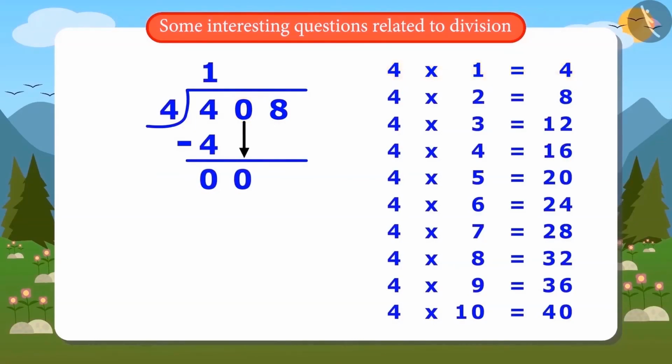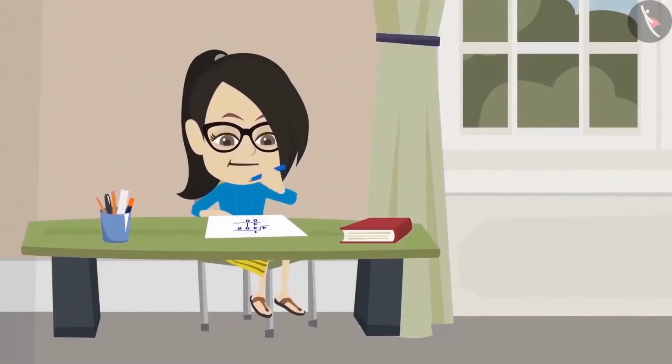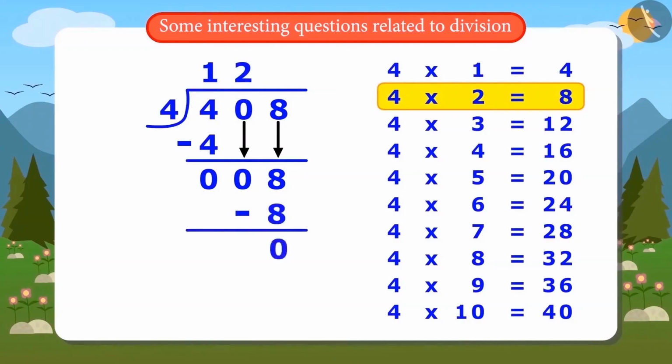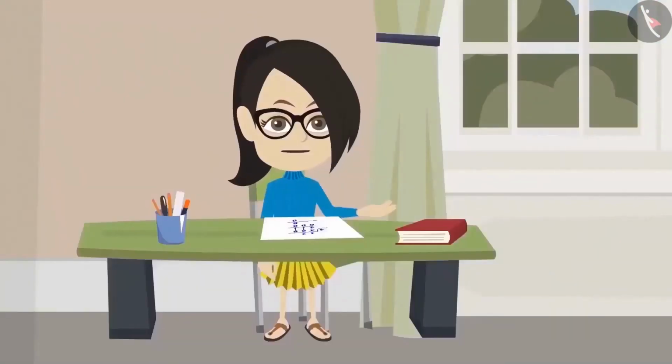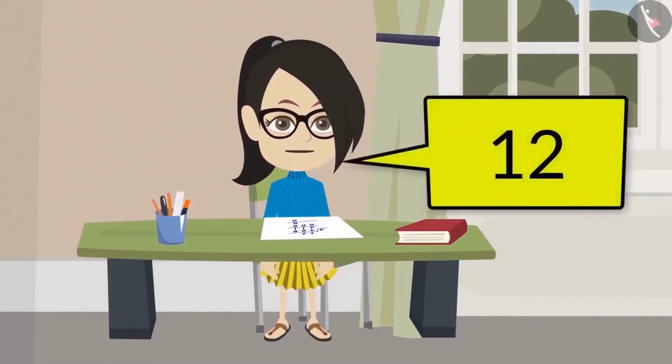Hey, this one is also 0. What do I do now? Let me also write down the next number. Write down 8, so now the number becomes 8. Now it's right. I'll divide 8 by 4. If we divide 8 by 4, then the answer will be 2. The remainder will be 0. That means after dividing 408 by 4, the answer will be 12.